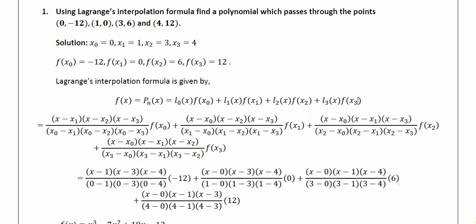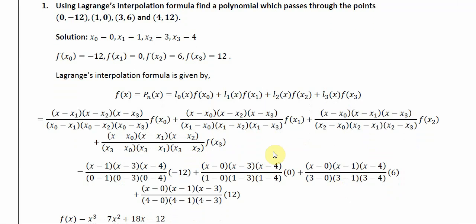Then we shall simplify the terms, substitute for everything. I want the formula or the polynomial in this problem. Therefore, x is to be kept as it is. For all the remaining points, f of x naught, f of x1, f of x2, f of x3, and x naught, x1, x2, x3, everywhere we are going to substitute in the formula. X minus x1, x1 is 1, into x minus x2, x2 is 3, put here. X minus x3, x3 is 4, therefore put here.